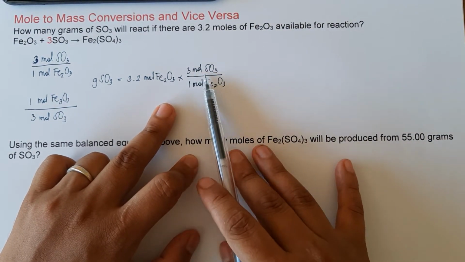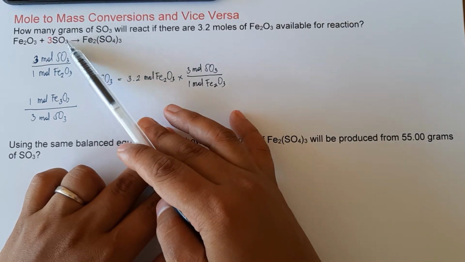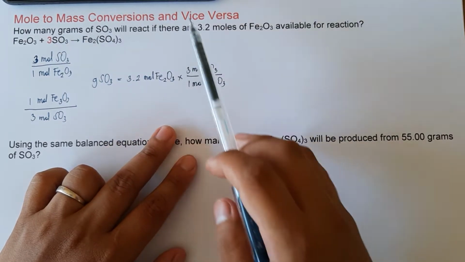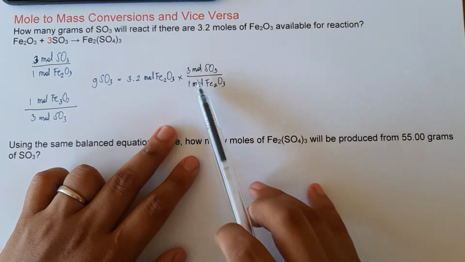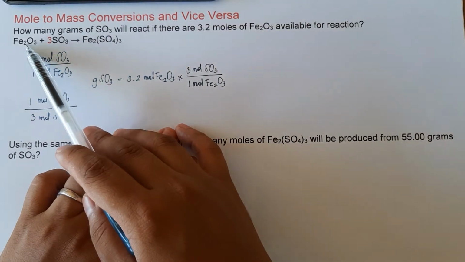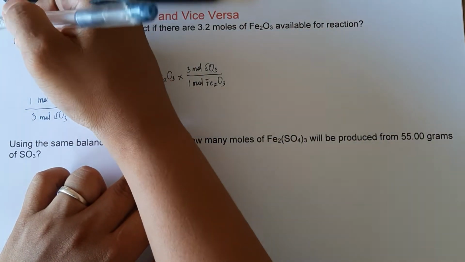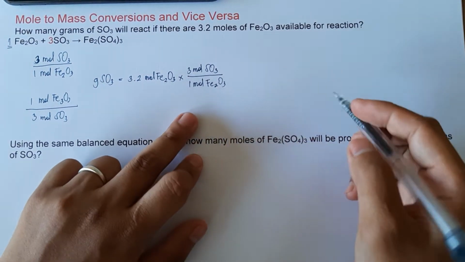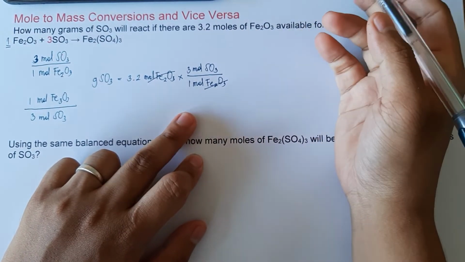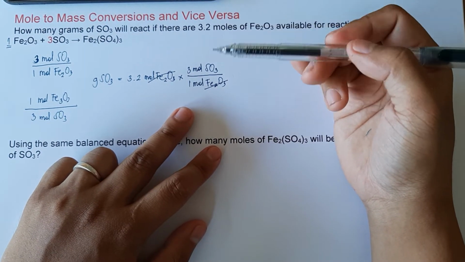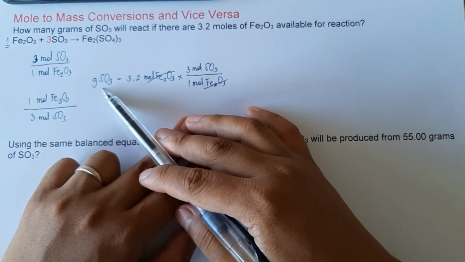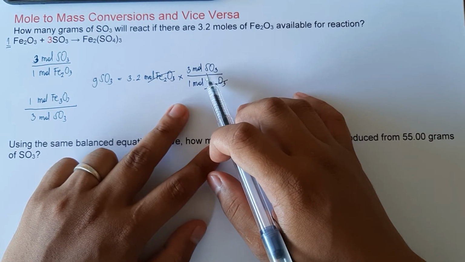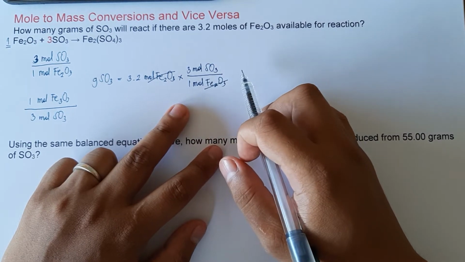And saan po nanggaling ito? 3 moles of sulfur trioxide. The coefficient tells us the number of moles. So, 3 moles of sulfur trioxide and 1 mole of iron trioxide. Since walang nakalagay, automatically 1 po siya. So, cancel ito, cancel ito. Now, ang hinahanap po natin ay grams of sulfur trioxide. And as you can see, ang unit na natira natin is mole of sulfur trioxide.